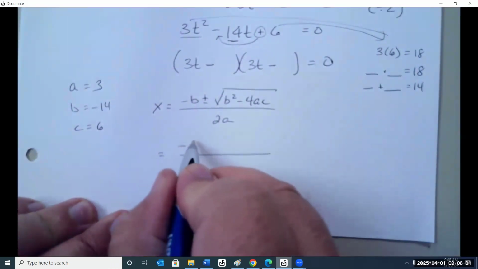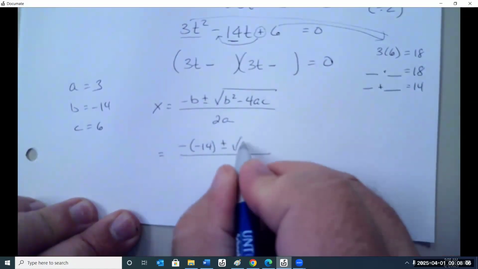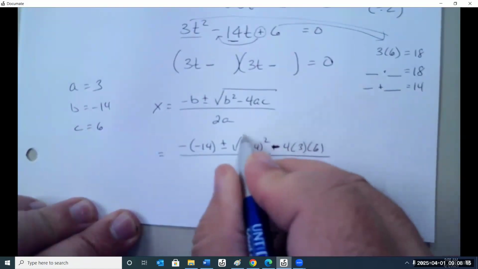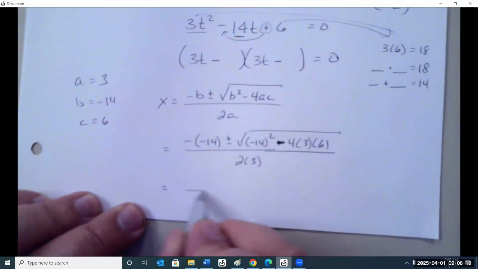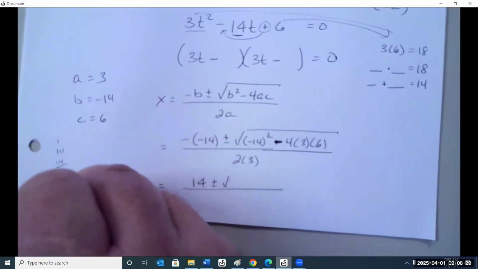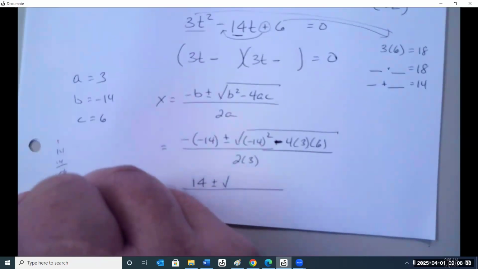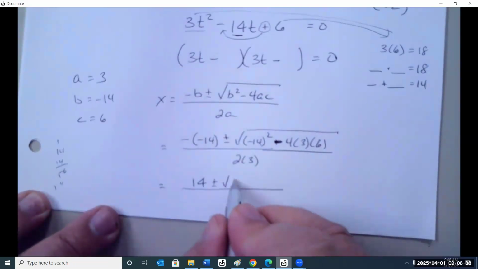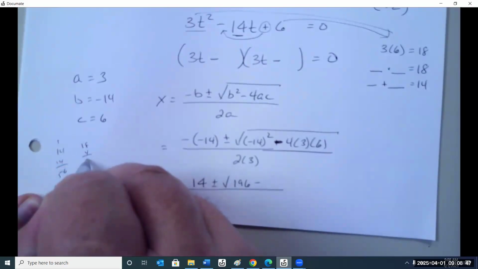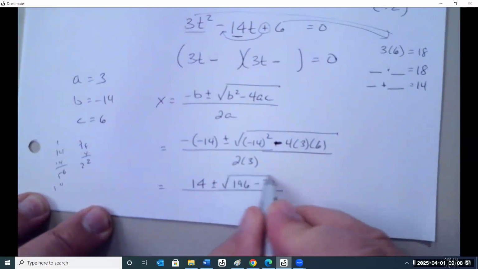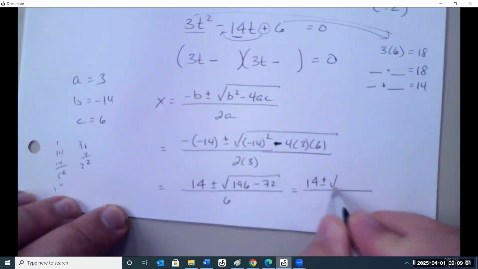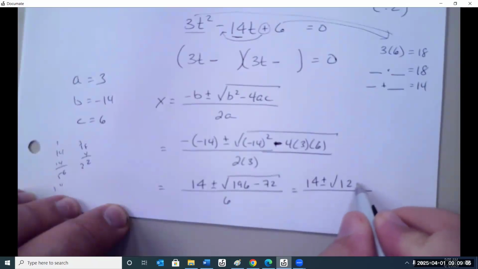So I'll plug in my values. I got negative of negative 14, plus or minus the square root of negative 14 squared minus 4 times 3 times 6, over 2 times 3. 14 squared is 196. 18 times 4 is 72, over 6. 196 minus 72 is 124.